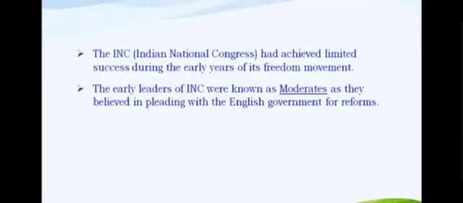My dear students, in our last chapter of India Towards Freedom, we learned about Indian National Congress. Indian National Congress came into existence to create a platform for the dialogue between British and India because they wanted to get something good from the British government for India. The Indian National Congress had achieved limited success during the early years of its freedom movement. The early leaders of Indian National Congress were known as moderates. So if you come across moderates, you know who moderates are. Moderates are the early leaders of Indian National Congress, as they basically believed in pleading with the English government for reforms.